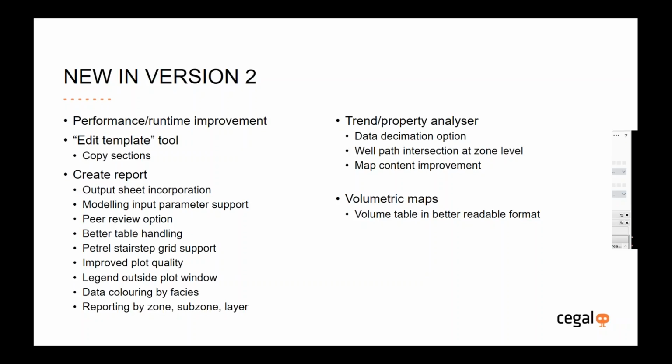In the report creating, you can now also incorporate an output sheet input. That means you can use the volumetrics information from the output sheet and incorporate that into a report, as well as the modeling input parameters, which are extracted in the output sheet. You also have a new peer review option, which gives a reviewer the option to write comments or questions in a section in the report directly in Petrel.